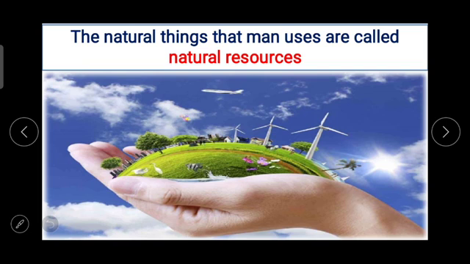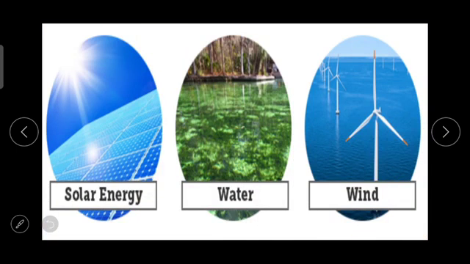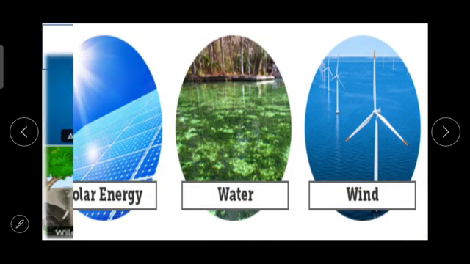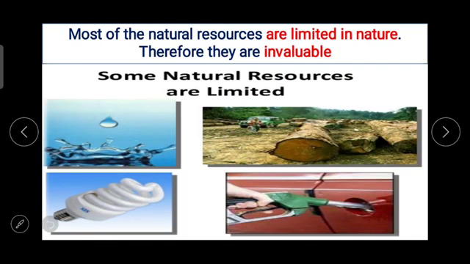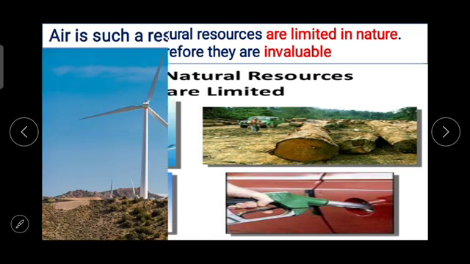So it may be anything available naturally which we use, and it comes under the concept of natural resources. It includes solar energy, water, wind, air, soil, trees, forest, wildlife, coal, petroleum, natural gas, minerals, and many more things. And in that also, there are resources which are unlimited and resources which are limited, and that's why they are invaluable.